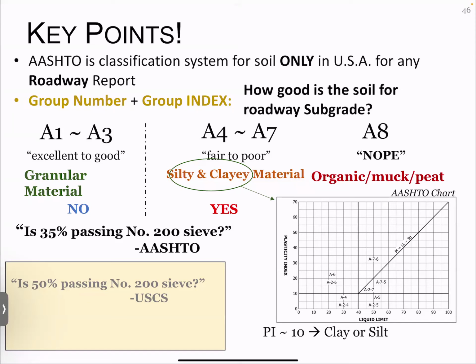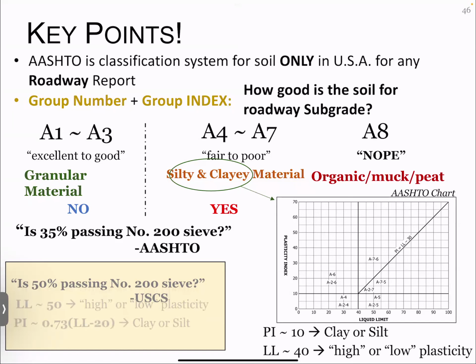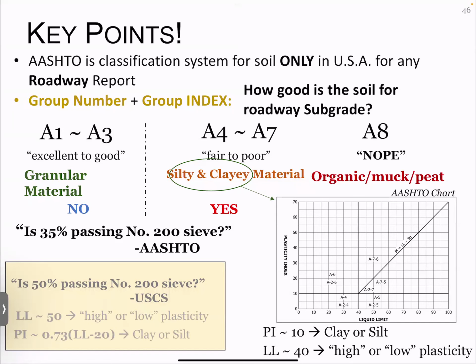So we have a PI of 10 is clay or silty, and then the liquid limit for high or low plasticity is 40 instead of 50. So they're very similar in some cases, just shifted a little bit. That would always be provided. The chart would always be provided to you. The flow chart? No, these charts right here, the plasticity charts. Yeah, and then A-8 would be visual for organic peat and muck and all that stuff.